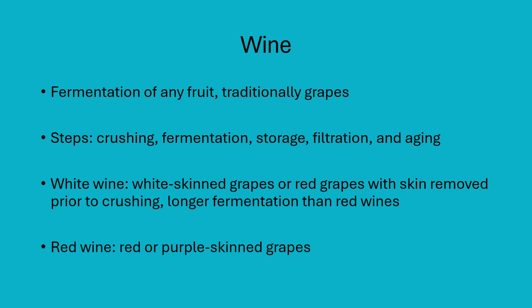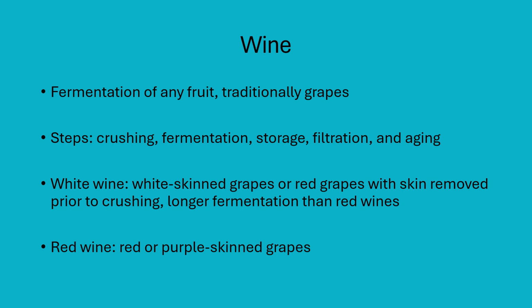grapes. To make white wine, you use white grapes, or you can use red grapes, but you have to remove the skin in one of the very first steps after harvesting the grapes before you crush it, so that the red pigmentation from the skin does not get ultimately into the wine. Red wine uses red or purple skin grapes, depending on which specific type of wine you're making and what is the taste or the flavor of the wine that you're trying to get. White wine typically is fermented longer than red wines as well.